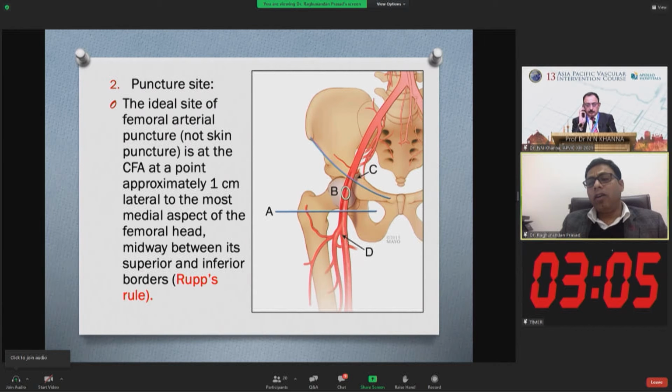And again, the angle of the needle is very important. Generally, we should maintain a 30 to 45 degree or 60 degree angle from the horizontal, so that the needle travels around 2 centimeters before it hits the femoral artery. However, if the patient is obese, we can make this angle more acute. We may go almost 90 degrees, or 70, 80 degrees, to avoid puncturing higher into the inguinal area or above the inguinal area.